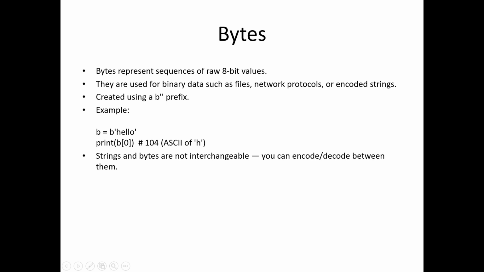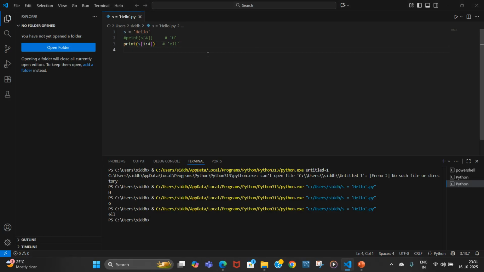Bytes. Bytes are like strings, but they represent raw 8-bit data. They're often used for file input/output, networking, or working with encoded text. We create them using a prefix like b. Let's run a simple program to understand bytes. Here we have defined this, and when we run it, it gives us a number, 104. The number 104 is the ASCII code of h. Strings and bytes are not interchangeable. You have to use dot encode or decode to convert between them.